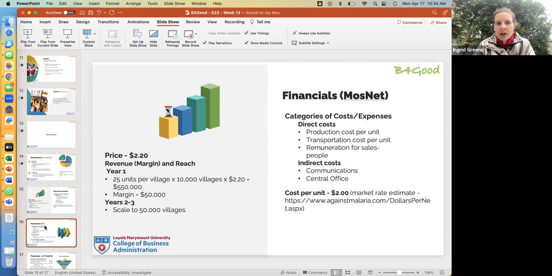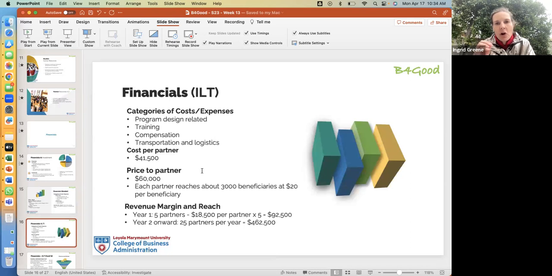Let's do a second example, ILT. This is the software that helps people learn. So here you have different categories of costs and expenses. Now, instead of an actual product, because it's more of a service, you have program design related expenses, some training, because it's like a train the trainer idea.